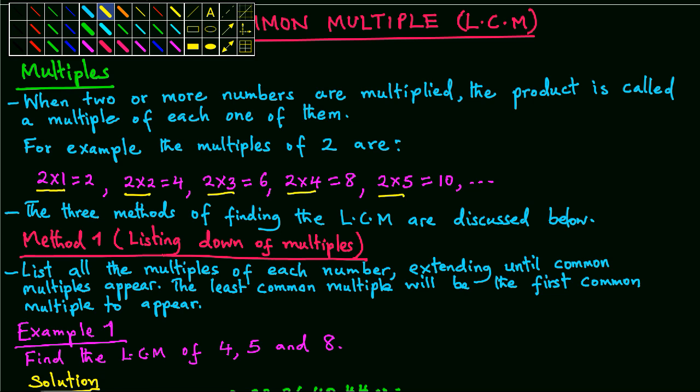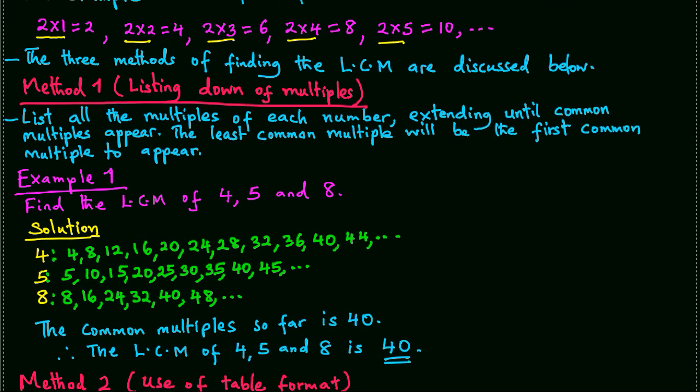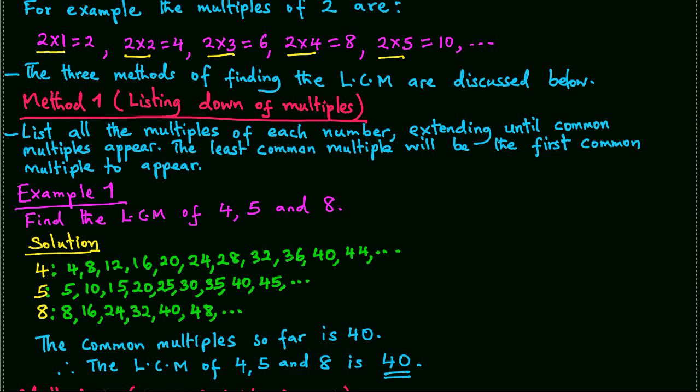There are three methods which can be used to find LCM of numbers. And the first method discussed is listing down of these multiples. In this method, we list all the multiples of each number, extending until common multiples appear. The least common multiple will be the first common multiple to appear. For example, we are required to find the LCM of 4, 5, and 8.